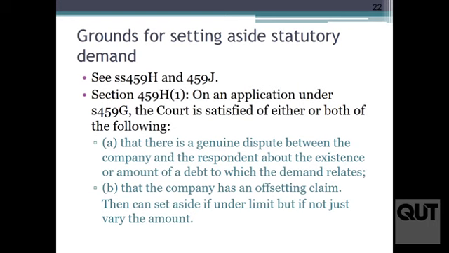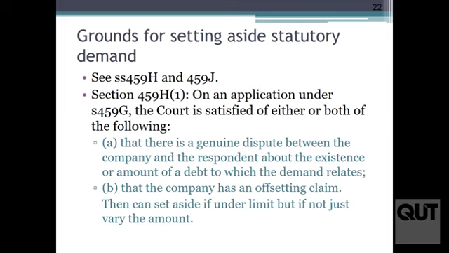Now, when you do get to challenge the demand, you can only challenge the demand on 2 possible grounds. One under section 459H and the other under section 459J. So when you want to challenge the demand as the debtor company, you need to establish one of these things, and section 459H is the easiest one.